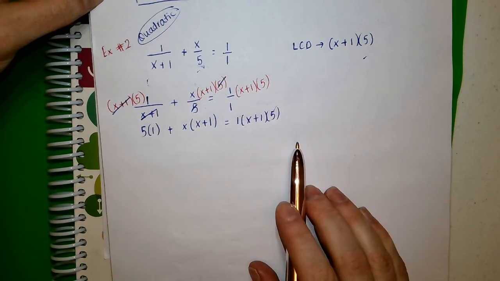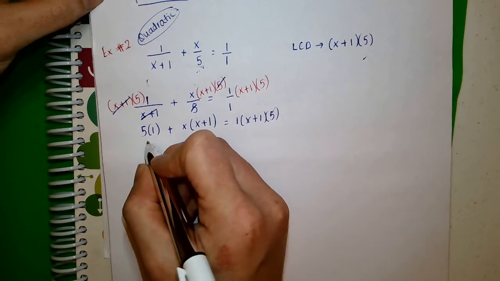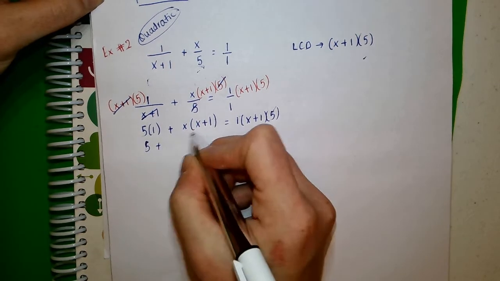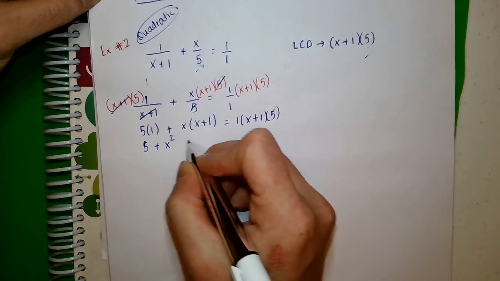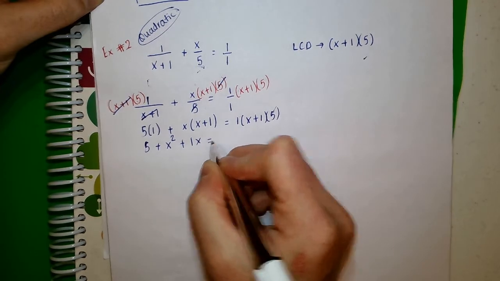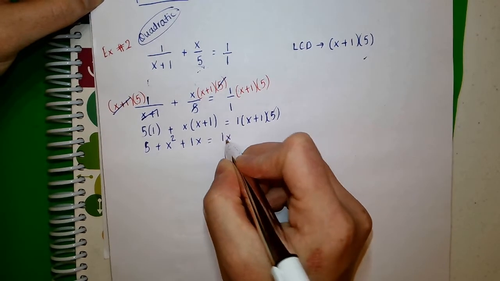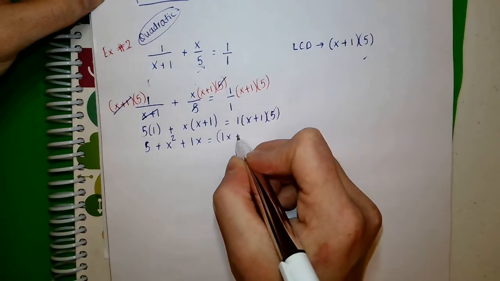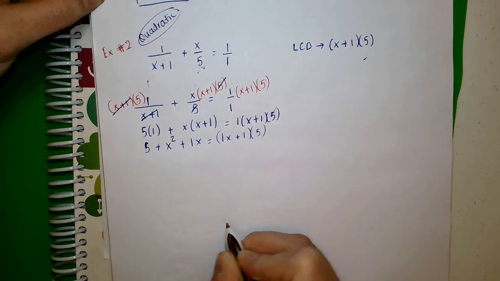Now we're going to look at removing all these brackets. 5 times 1 is 5. x by x is x squared. x by 1 is 1x. 1 by x is 1x. And 1 by 1 is 1. And that's still being multiplied by 5.